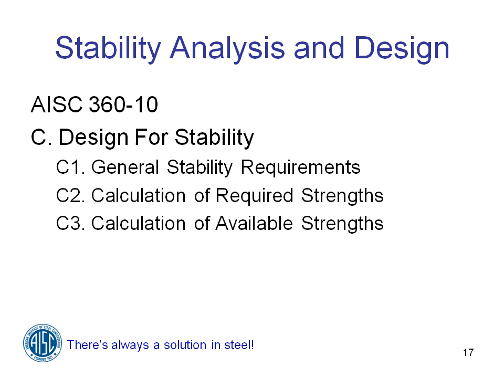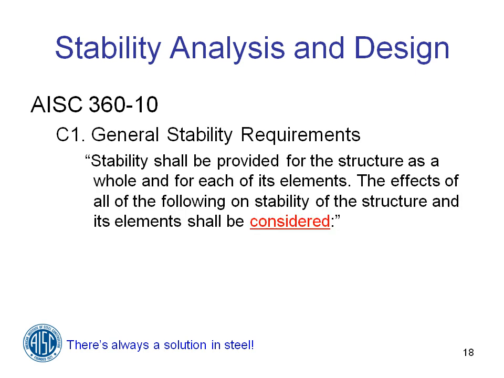Chapter C has general stability requirements in C1. In C2, it tells us how to determine the required strength. And in C3, it tells us how to determine the available strength. And the key here is that the approach you take for determining the required strength is going to dictate the approach you can take for determining the available strength. Those are the things that we want to look at.